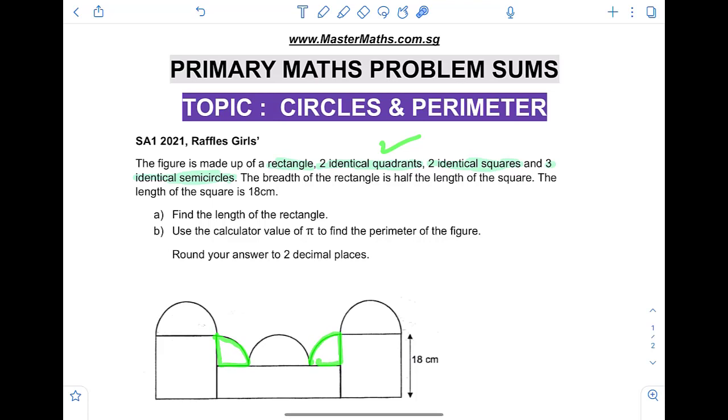A quadrant is a quarter of a circle. Two identical squares, one on the left side, one on the right side. And three identical semicircles. 1, 2, 3. The breadth of the rectangle is half the length of the square.